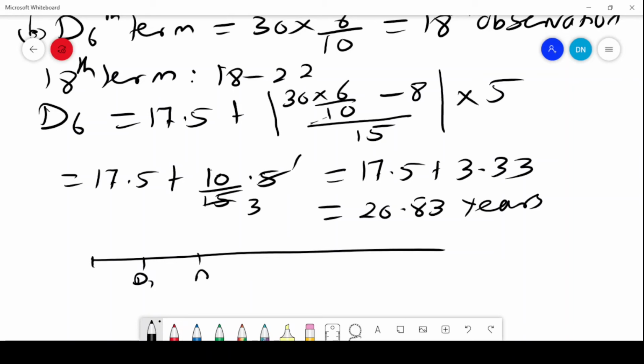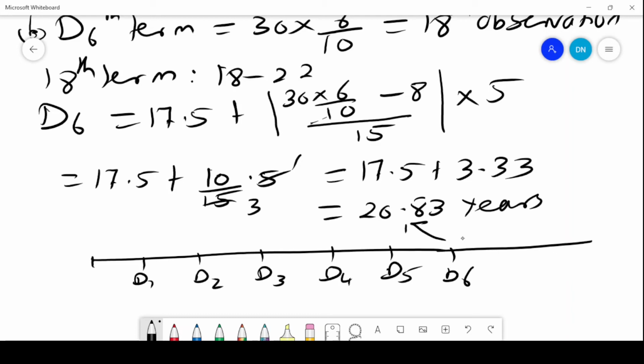The sixth decile, D6 is 20.83. Then we have D7, D8, and D9 up to there. So that's the set of information that we have.